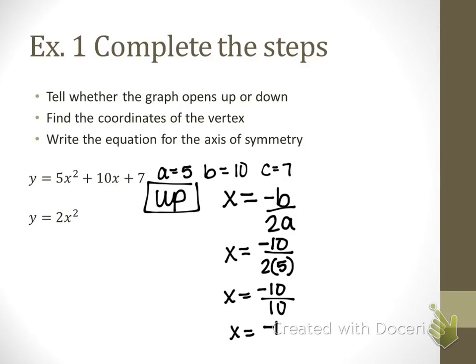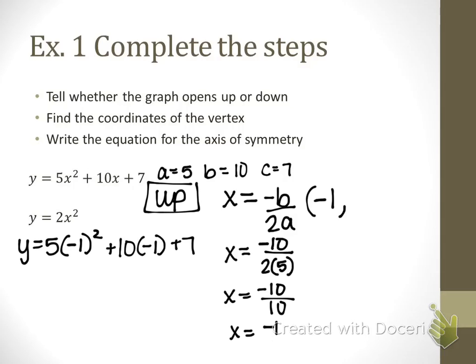All right, so for my vertex, I know now that my x value is negative 1. How do I find my y value? Plug it back into the equation, okay? So I have this equation right here, y equals 5x squared plus 10x plus 7. Let's plug that negative 1 everywhere I see an x. So I'm going to write y equals 5 times negative 1 squared plus 10 times negative 1 plus 7. Okay, let's plug exactly what I see here into my calculator so I can find exactly what y equals.